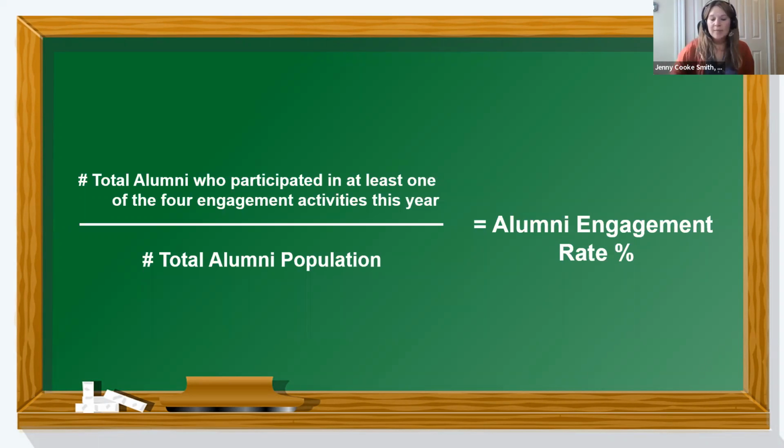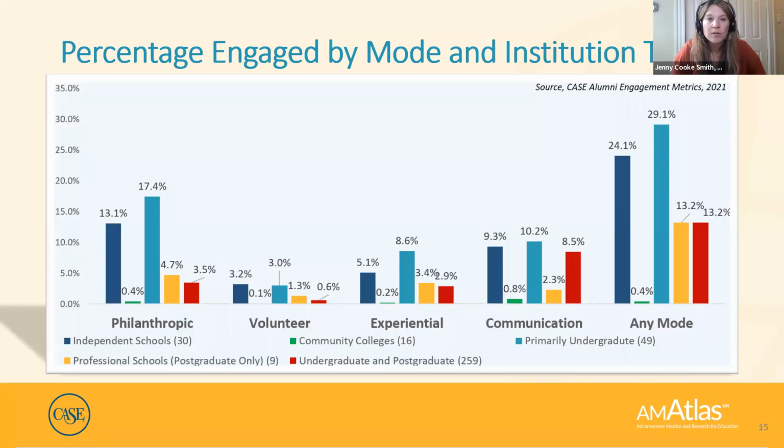So given that, let's look at what we're seeing for the 2021 results. So you can see the percentage of alumni that are engaged by institution type. And what we're sharing with you is the percentage engaged through each of those 4 modes. And then that final set of bar graphs will be the percentage engaged by any of the 4 modes. So as you're looking through these, look at the institution type that you represent, and hopefully this aligns with what you'd probably start to think.